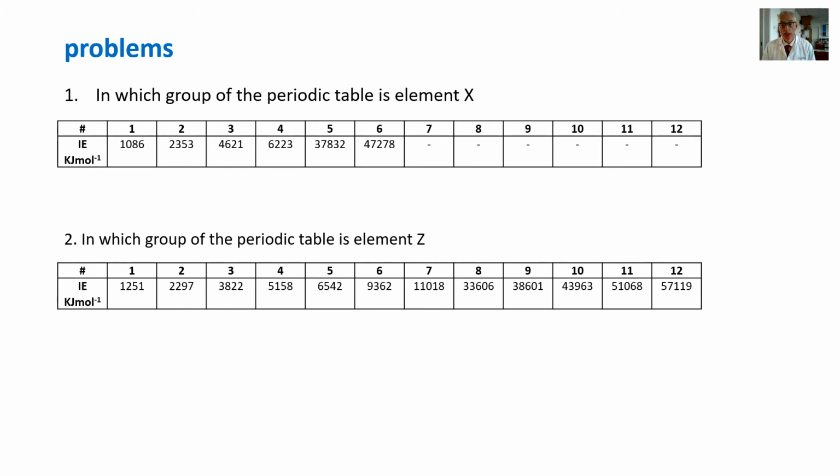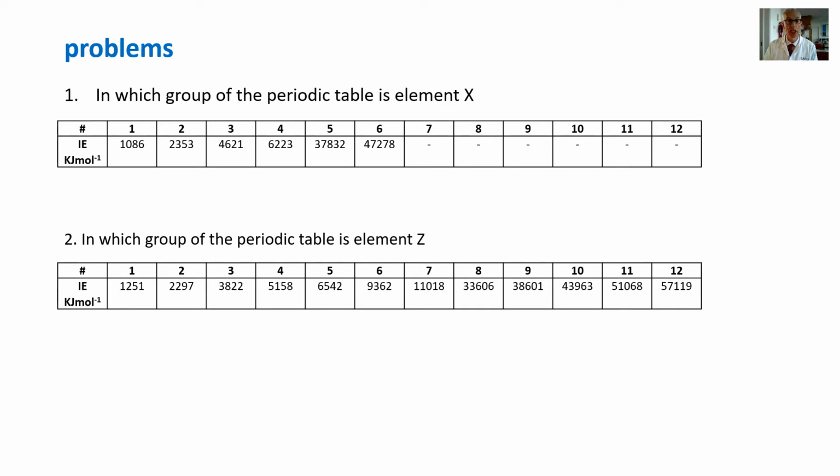So try these 2 problems. The question is, in which group of the periodic table is element X? So interpret the successive ionization energy data for element X, and then question 2, same idea, in which group of the periodic table is element Z? So again, interpret the successive ionization energy data. Pause the video, produce your answers, come back to check whether they're correct or not.